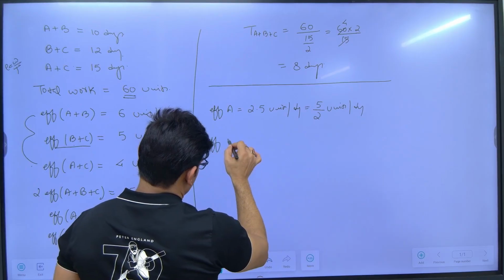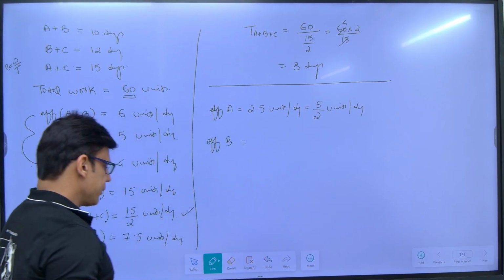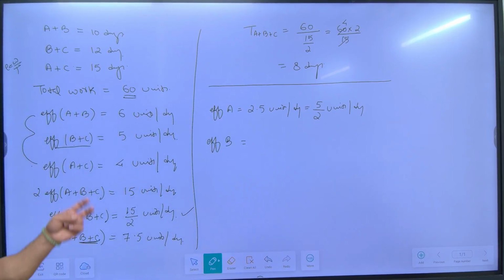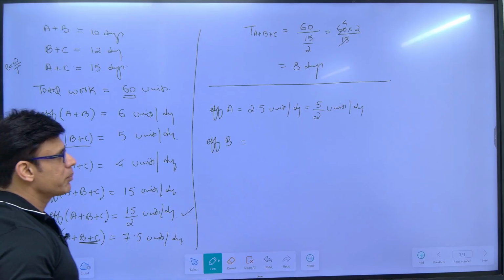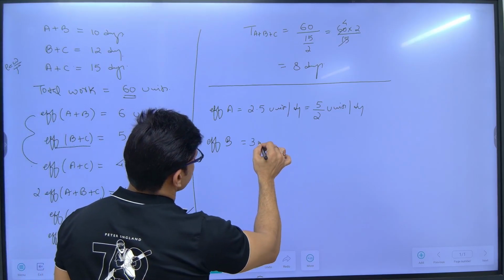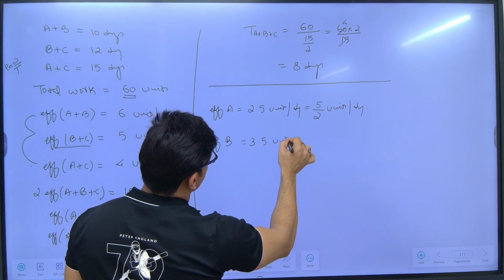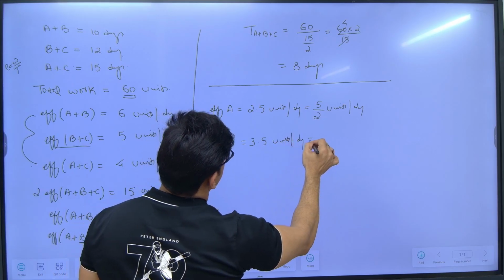Can you also find out the efficiency of B in a similar fashion? What is A plus C? 4. And A plus B plus C is 7.5. So in place of A plus C, if you put 4 and take it to the other side, the efficiency of B will be 3.5, that is 7 by 2 or 3.5 units per day.